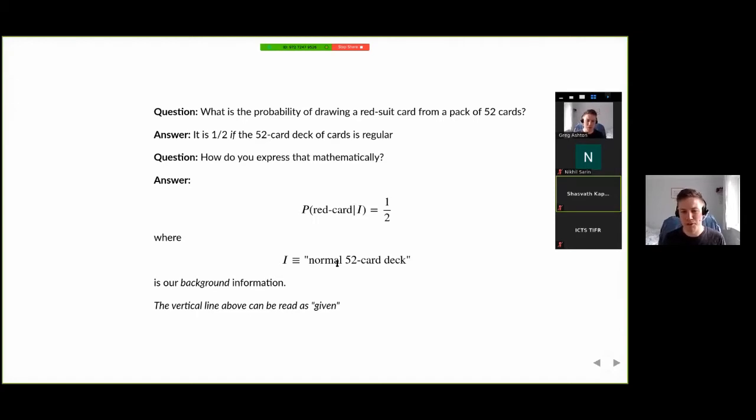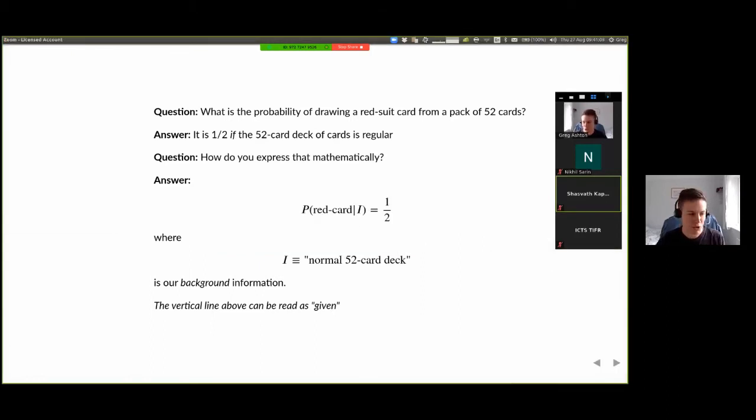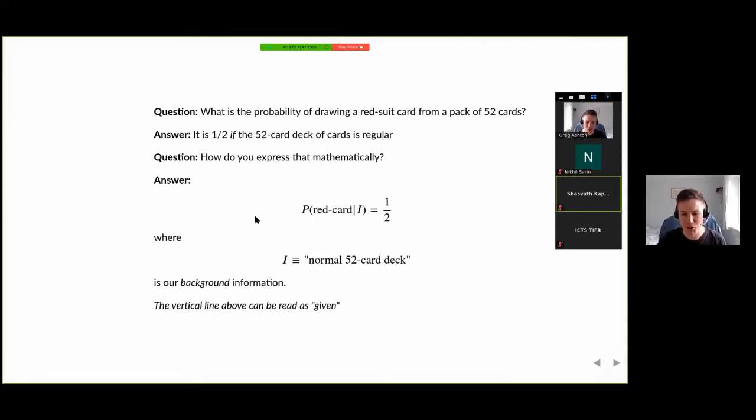So it might be, you know, we're going to be dealing with gravitational wave models. And so the thing which goes on the right-hand side of that vertical bar might be some very complicated model that has been coded up by people. But here, it's just a very simple statement that it's a normal 52 card deck.